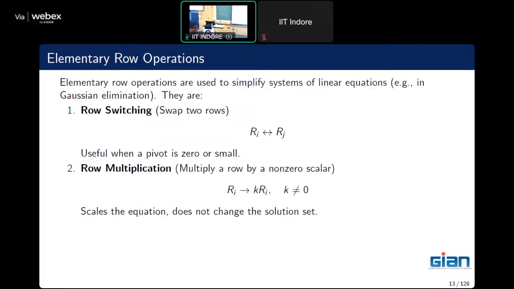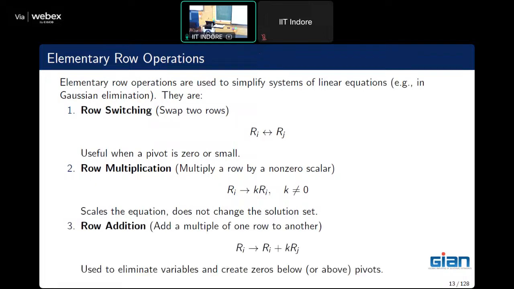And row multiplication. What you do is multiply one row by some non-zero scalar. Okay. In that case, such scaling of the equation doesn't change the solution. This is the beauty of elementary operations. Okay. And then row addition. Also, you can sometimes replace a row Rj by Rj plus k Rk. So these are the fundamental rules we are using in linear algebra.